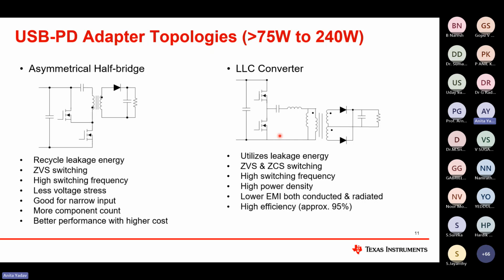Then coming to the LLC converter, the topology shown is the half-bridge LLC converter. It utilizes the leakage energy. This is basically the Lr leakage inductance, and it helps in achieving ZVS and ZCS switching. It also has a high switching frequency and high power density. It's very good at lowering EMI, both conducted and radiated, and efficiencies of more than 95% are easily achievable.